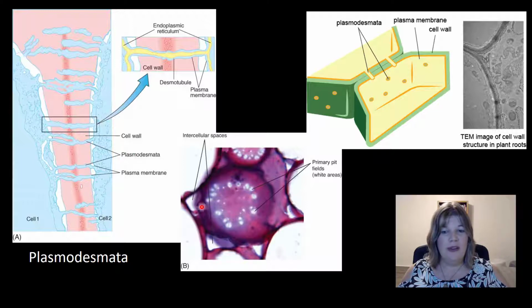Notice in this photo that there are also intercellular spaces. In some tissues, especially leaves, cells are so loosely connected that the volume is mostly intercellular space. This allows gases like carbon dioxide and oxygen to diffuse quickly.